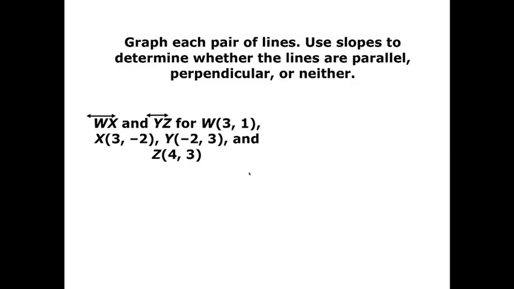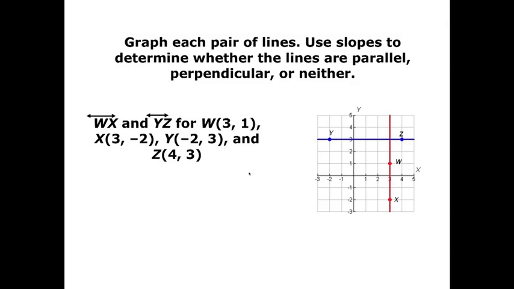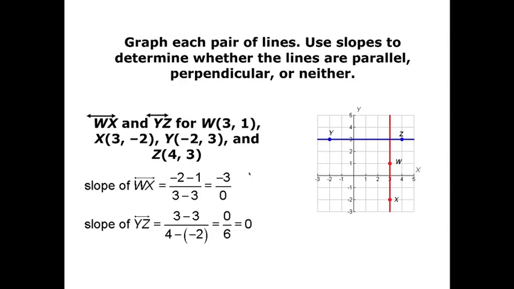I'm going to graph these. Again, determine parallel, perpendicular, or neither for WX and YZ. Here's what we see when we graph WX and YZ. What appears to be a vertical line in WX and a horizontal line in YZ. We're going to confirm the slopes of those. WX looks like I have division by 0. That tells me my slope is undefined. For YZ, my slope is 0.